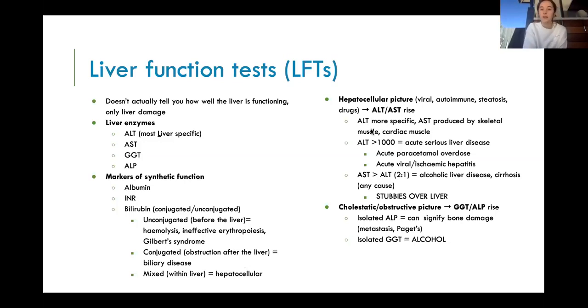And then there's specific ratios, which apparently I don't think that's super reliable. But like if the ALT is really, really high, then it's a serious liver disease, like a Panadol overdose. Whereas if the AST is higher than the ALT, then it's maybe like alcoholic liver disease. And then just as a way to remember it, stubbies over liver. So your S is greater than your L when it's alcoholic.